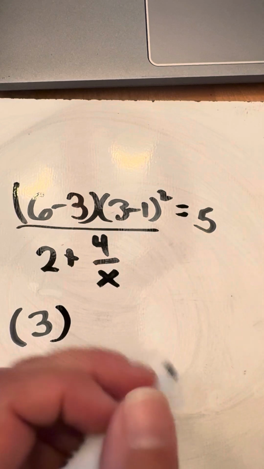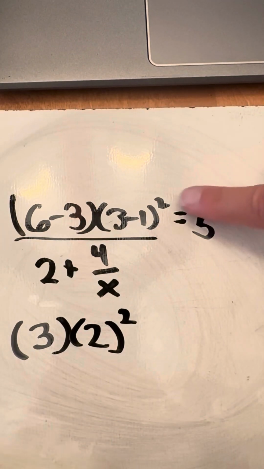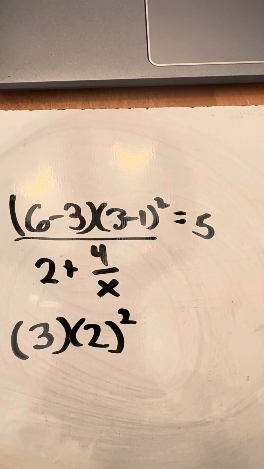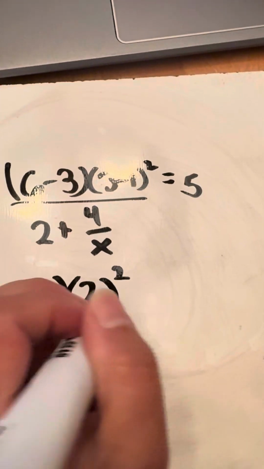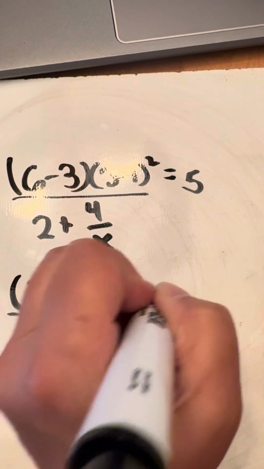3 minus 1 is going to be 2. Now, there's still an exponent on there. That exponent only applies to this set of parentheses. It does not apply to that whole thing. Everything on the rest of this is going to be the same. So 2 plus 4 over x is equal to 5.